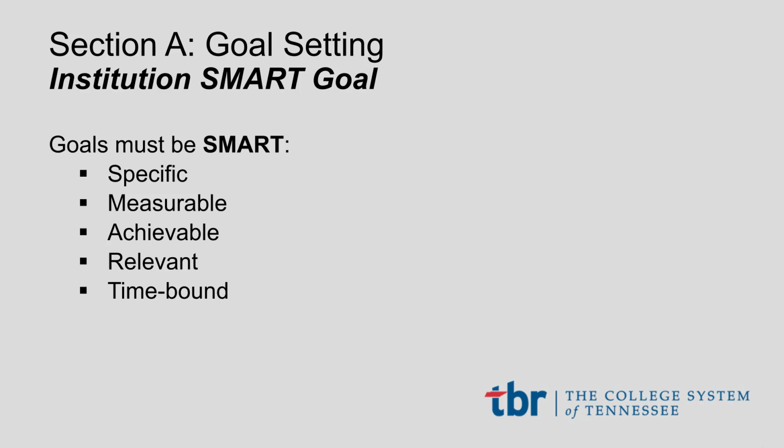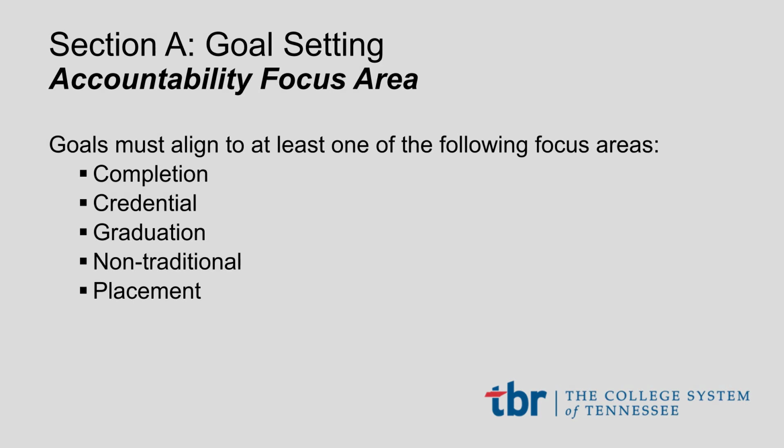Institution SMART Goal. Goals must be SMART, which is specific, measurable, achievable, relevant, and time-bound. Accountability Focus Area. Goals must align to at least one of the following focus areas: completion, credential, graduation, non-traditional, or placement.